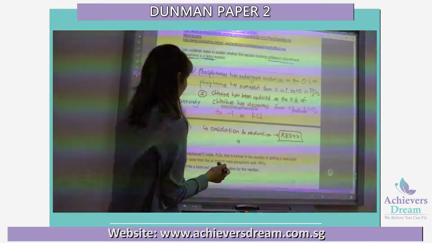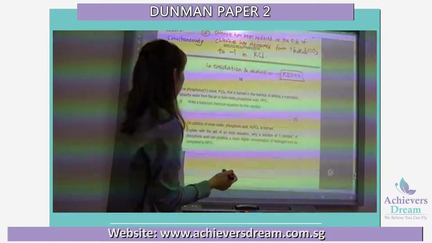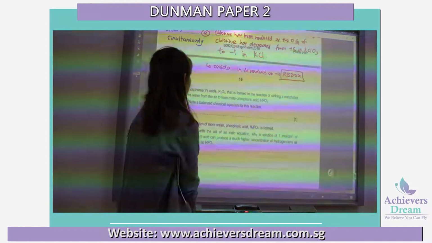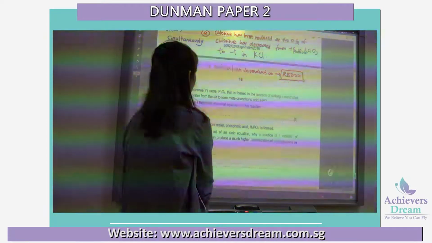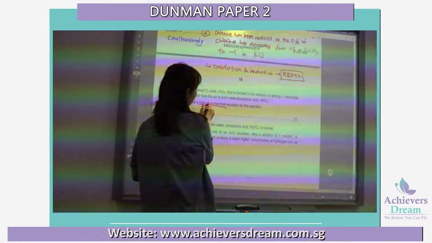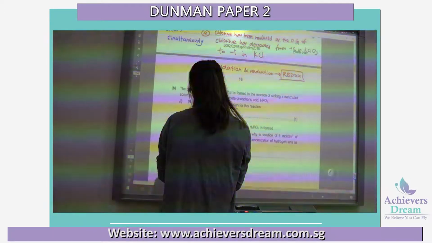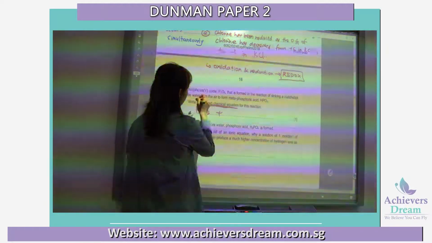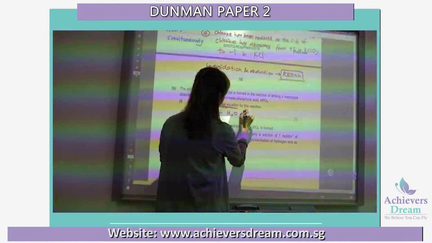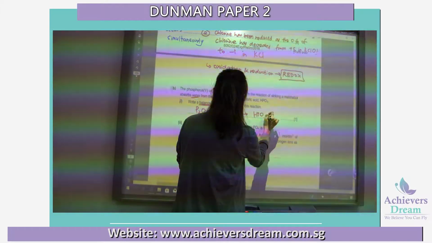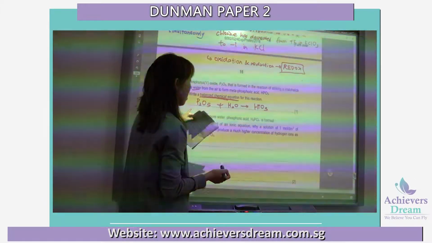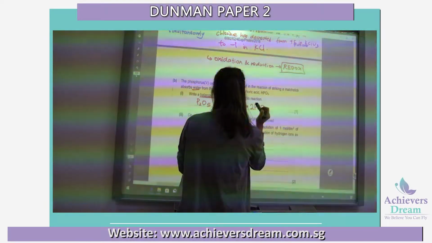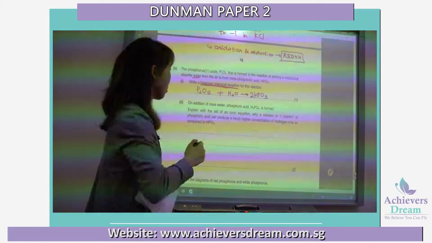Now part B. The phosphorus oxide P2O5 that is formed in the reaction of striking a matchstick absorbs water from the air to form HPO3. Write a balanced chemical equation for this reaction. So this will just be P2O5 plus water to form HPO3. Is it balanced? It's not balanced, so I must balance it. So here will be 2. This is the balanced chemical equation.